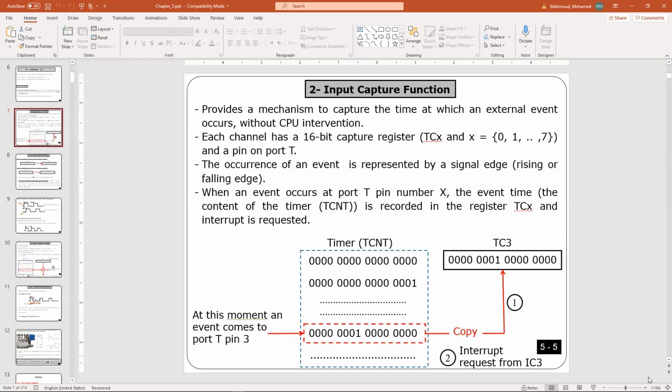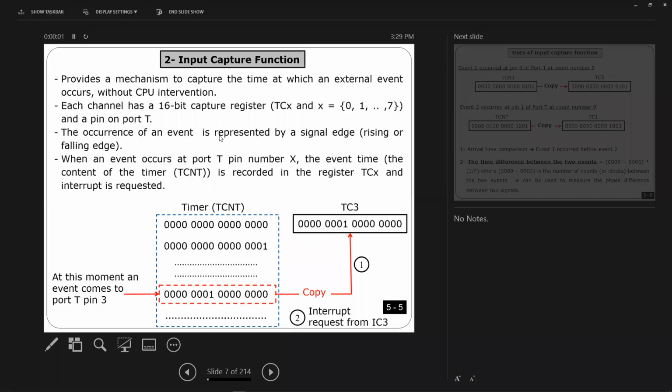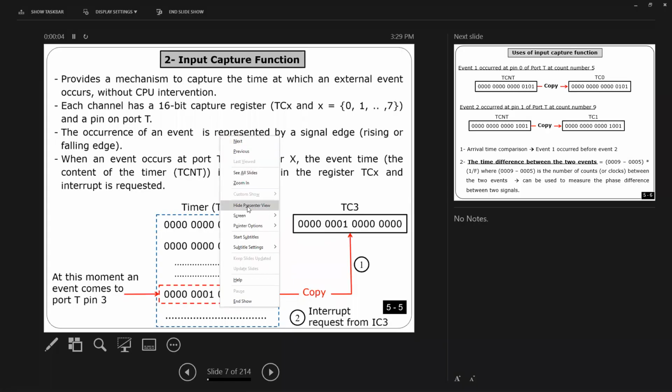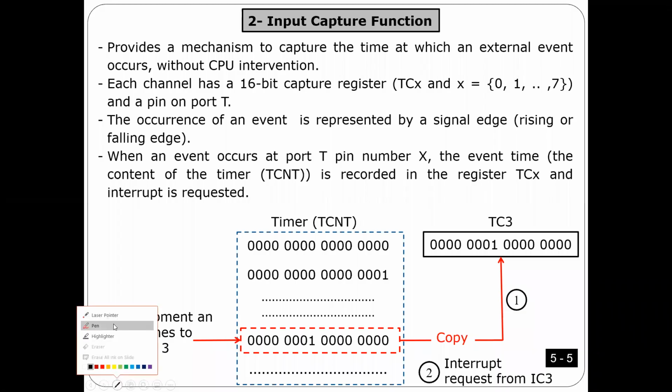Let me first explain input capture again quickly. I told you guys we have a counter or timer, whatever you want to call it. There is something called TCNT, as you see here. This is the name of the register. If you want to read the value of the timer, it is stored in TCNT. So TCNT gives you the current value of the counter, the value that is increasing.